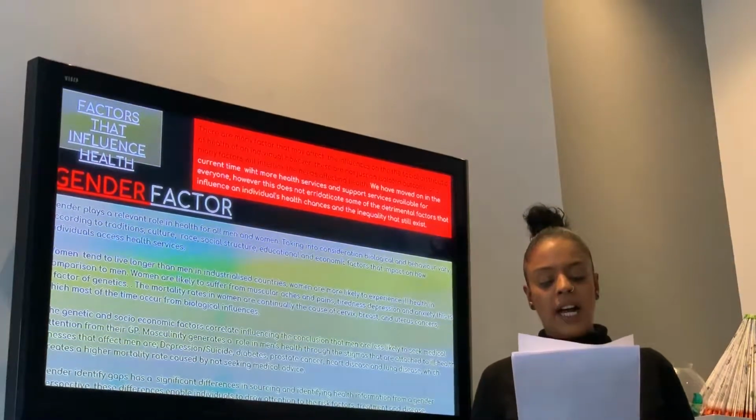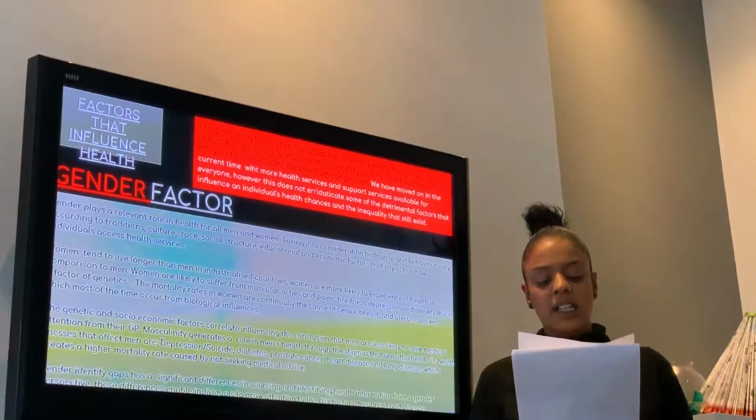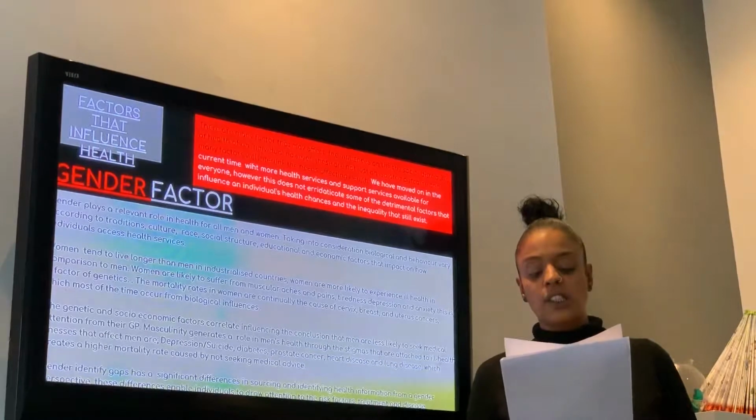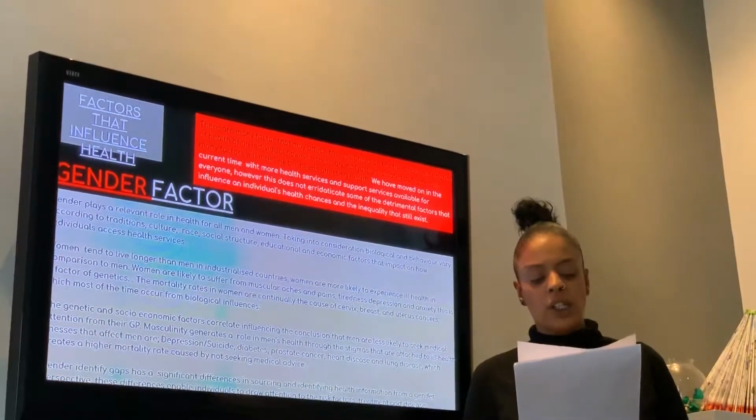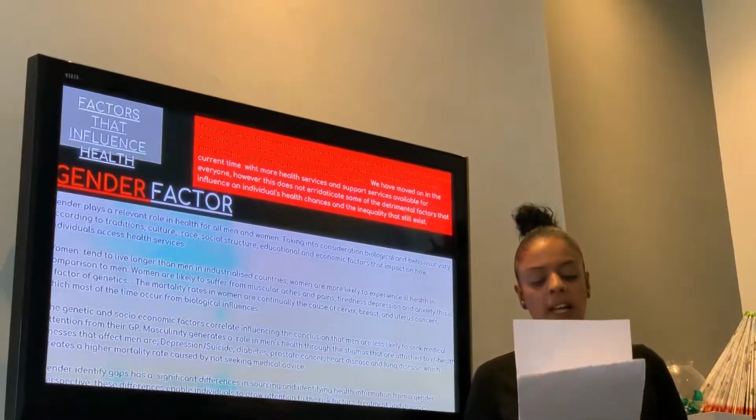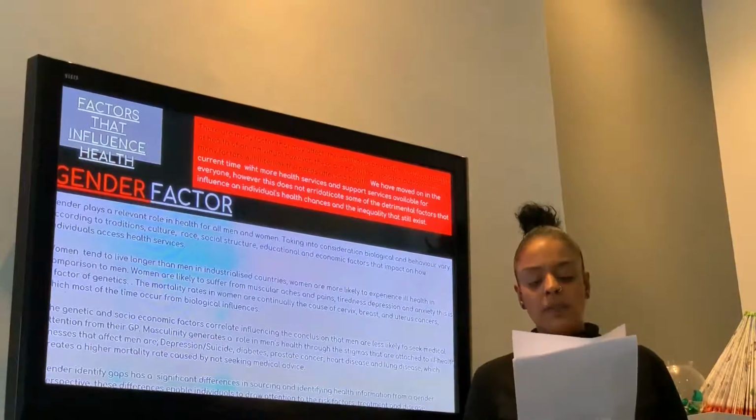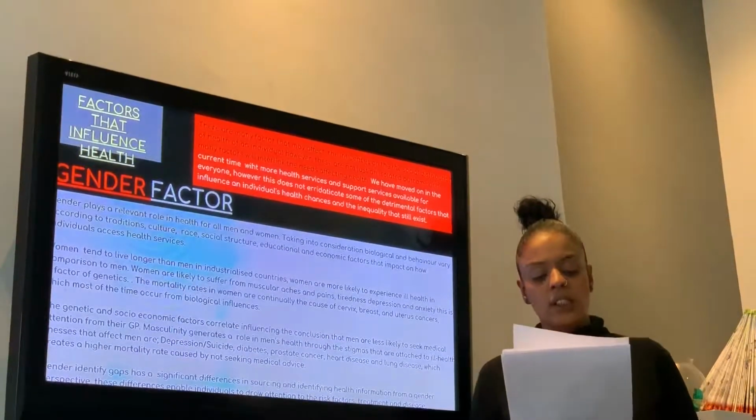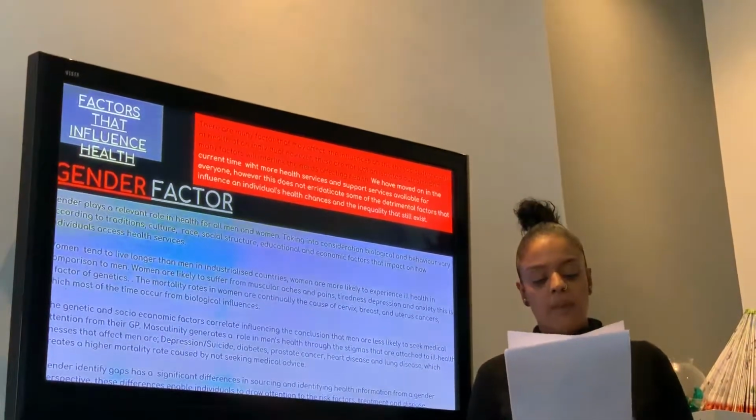Gender identified gaps have significant differences in sourcing and identifying health information from a gender perspective. These differences enable individuals to draw attention to the risk factors, treatment and disease.